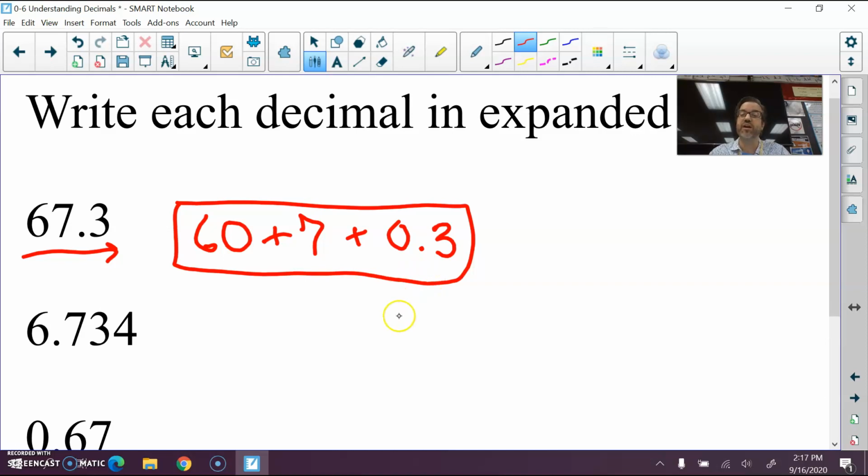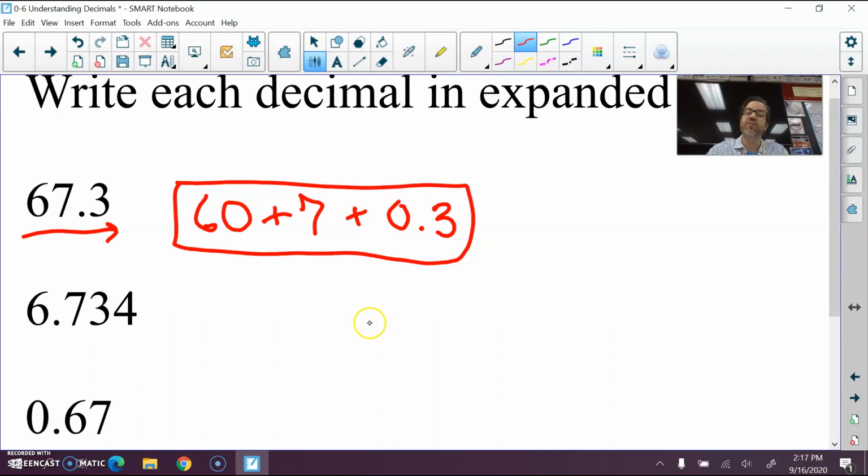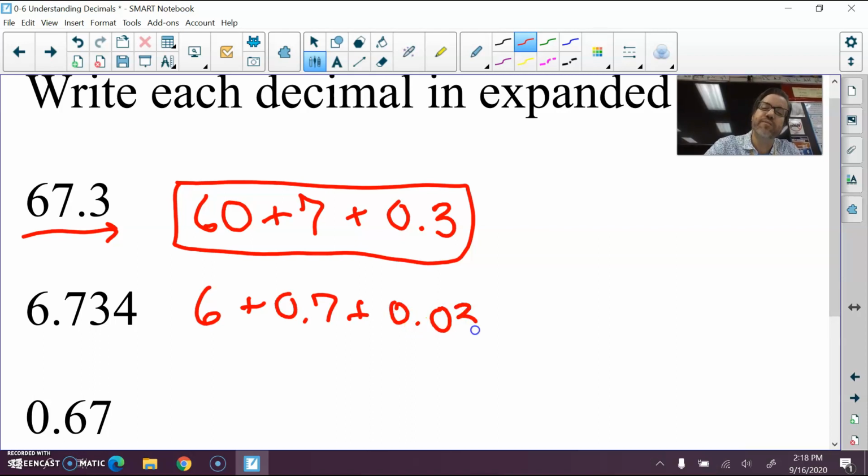Let's try another one here. I have 6.734, or 6 and 734 thousandths if I were to read it correctly. So I'm going to write 6 because that first digit is in the ones place. It has a value of 6. Plus 7/10, so I'll write 0.7, that's 7/10. Plus, the next digit is 3, and it's in the hundredths place. So I'm going to write 0.03, that's plus 3/100.